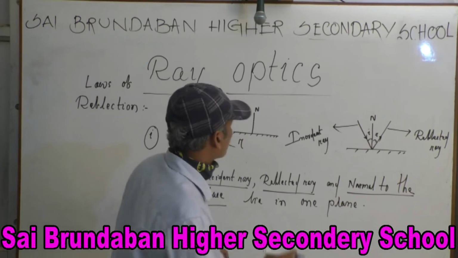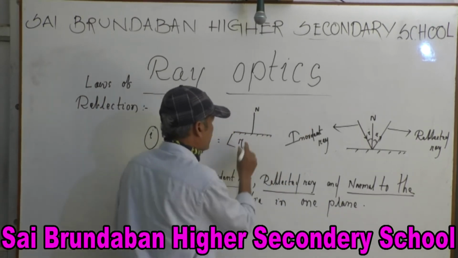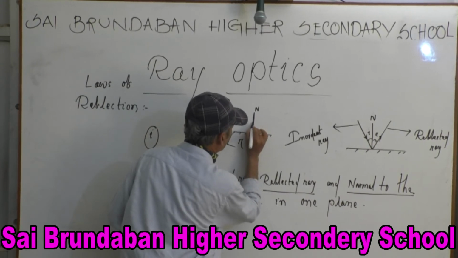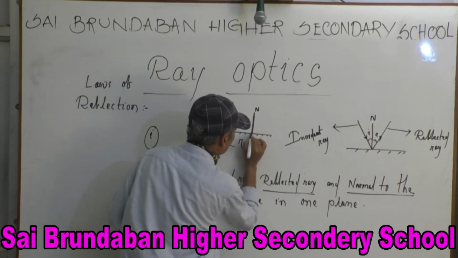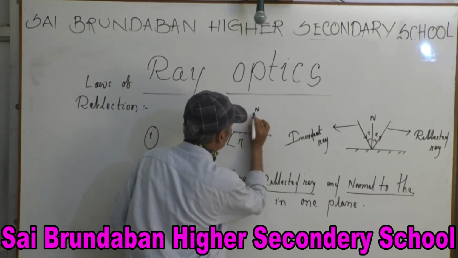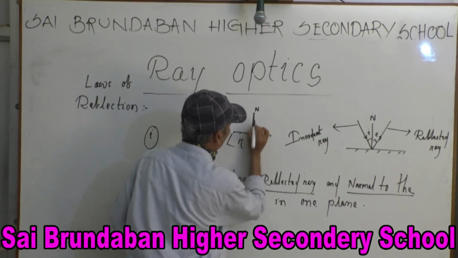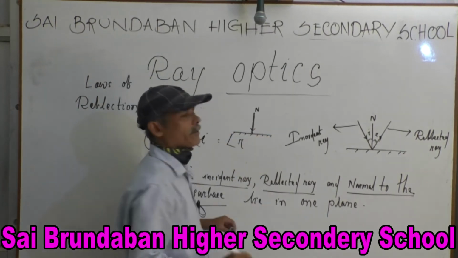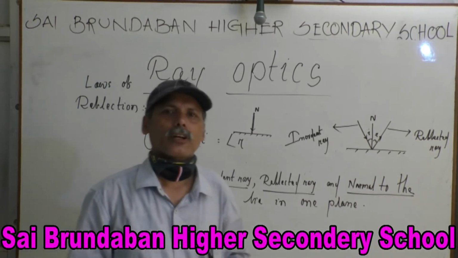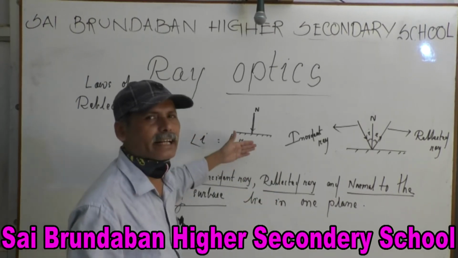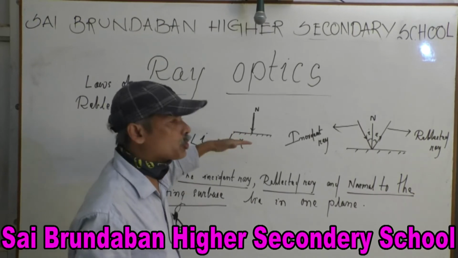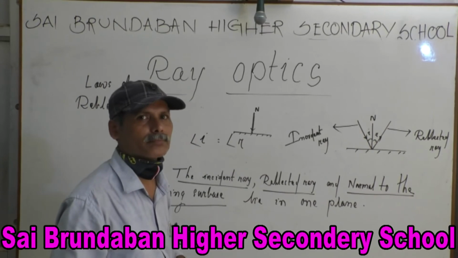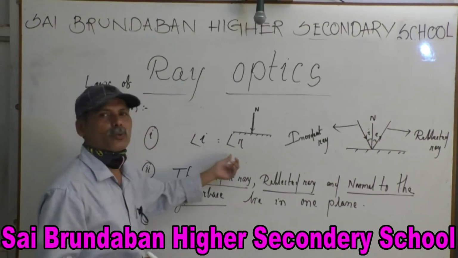A ray strikes the surface perpendicular. A ray hits or strikes the plane of the reflecting surface, making 90 degrees, or perpendicular, to the plane of the surface. Then what happened? We know I is equal to R.